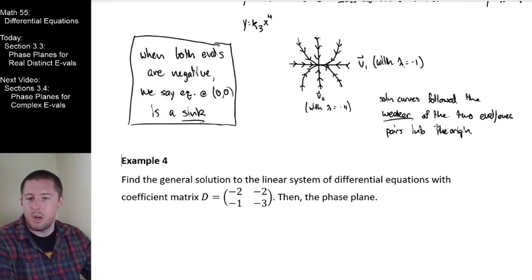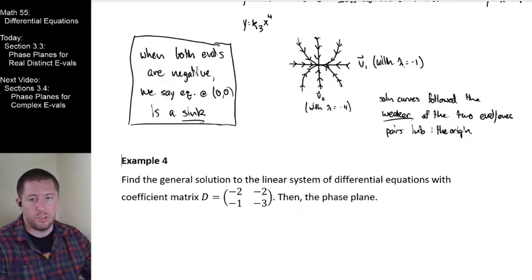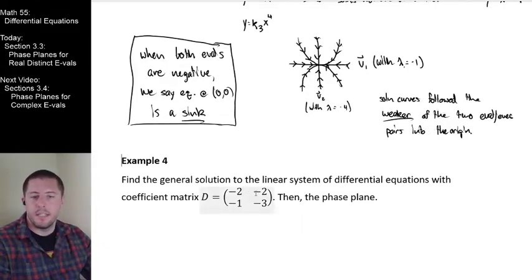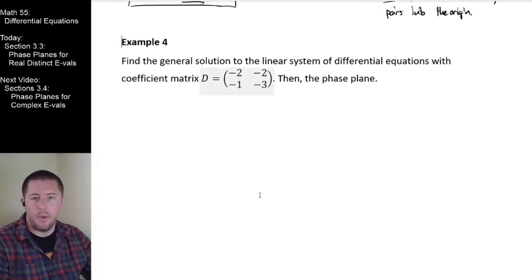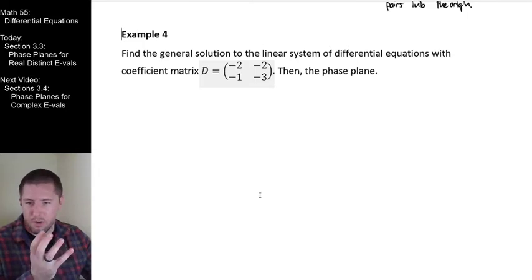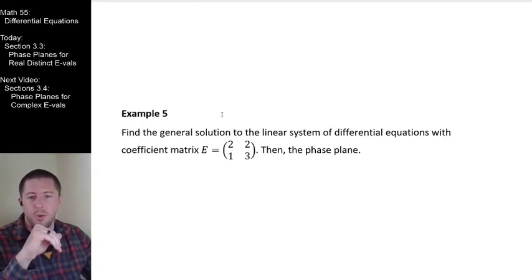It seems like our curves that aren't on the straight line solutions are going to follow our weaker of the two solutions very close to the origin. But let's go ahead and see this in a slightly more difficult setting. So let's do example 4 with this D matrix here. This will be our last sort of major example. I'm just going to show you what example 5 is.